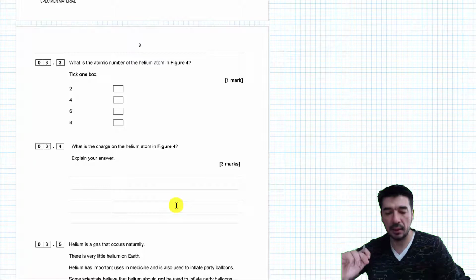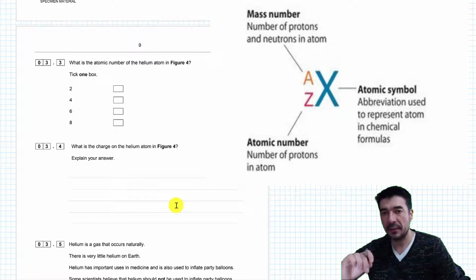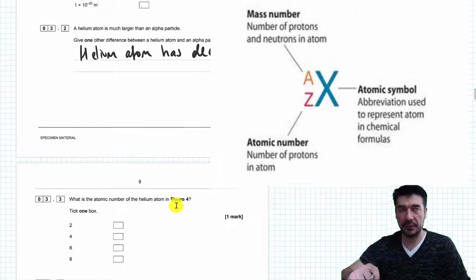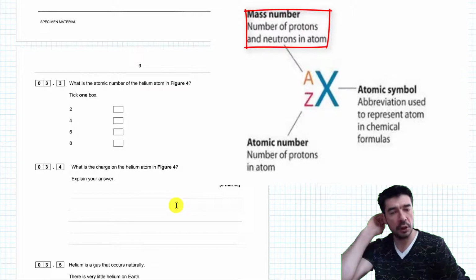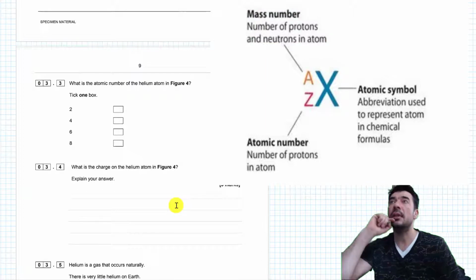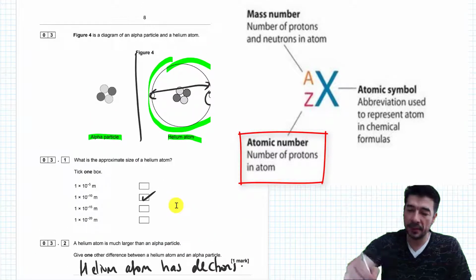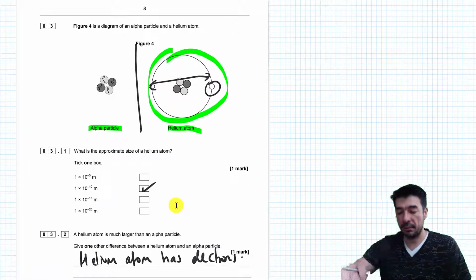What is the atomic number of the helium atom in figure 4? Okay, so we have atomic number and mass number. And I have to remind myself, atomic number, is that the number of protons or the number of nucleons? Mass number is the number of nucleons, so I'm pretty sure that atomic number must be the number of protons. Go back to the diagram, you can see both of these are the same. Proton, proton, neutron, neutron maybe, or it could be the other way around, so it would be 2.